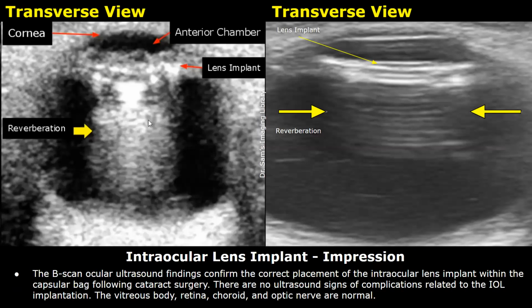This is the impression. The B-scan ocular ultrasound findings confirm the correct placement of the intraocular lens implant within the capsular bag following cataract surgery. There are no ultrasound signs of complications related to the IOL implantation. The vitreous body, retina, choroid, and optic nerve are normal.